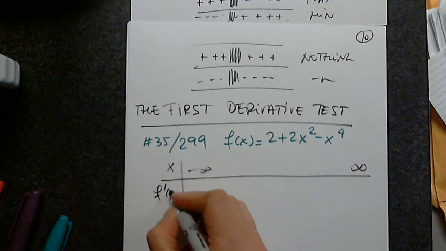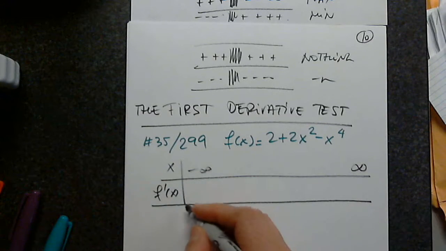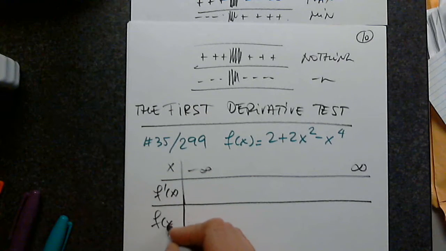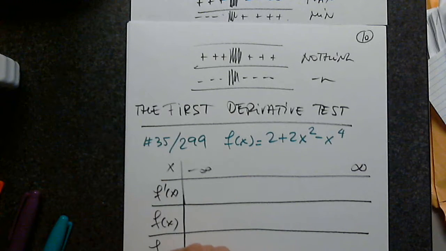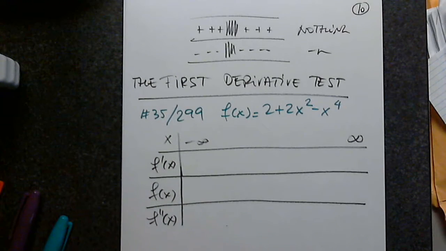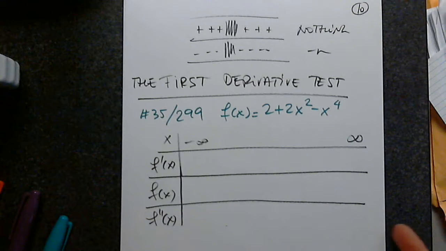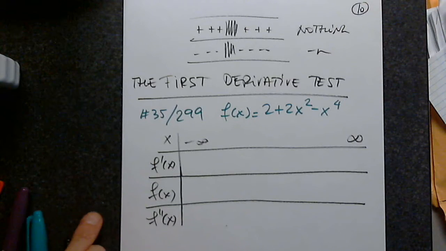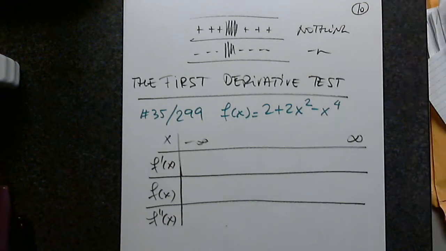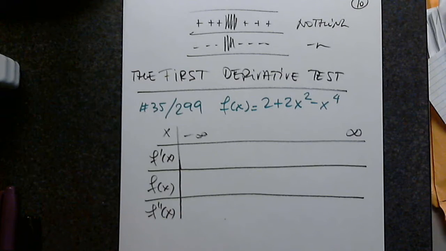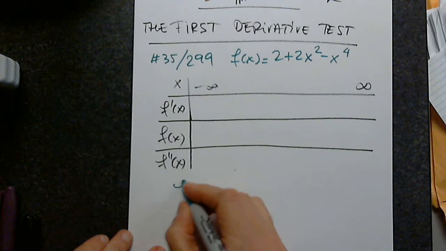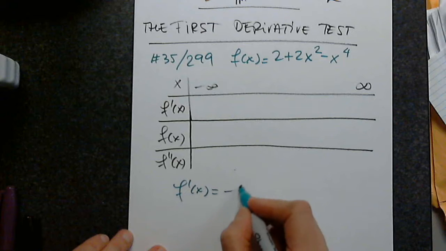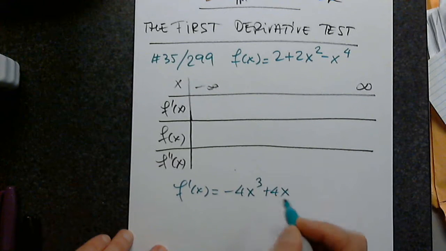Always, please, if you'd like this chart, please use it. If you want to invent your own, I'm fine. But if you're using this, the function should always be in the middle. The first row should be the derivative, the middle row should be the function, and the last row should be the second derivative. Okay. My next step is to find the derivative. Very good. So f prime of x is indeed negative 4x to the 3rd plus 4x. Perfect.